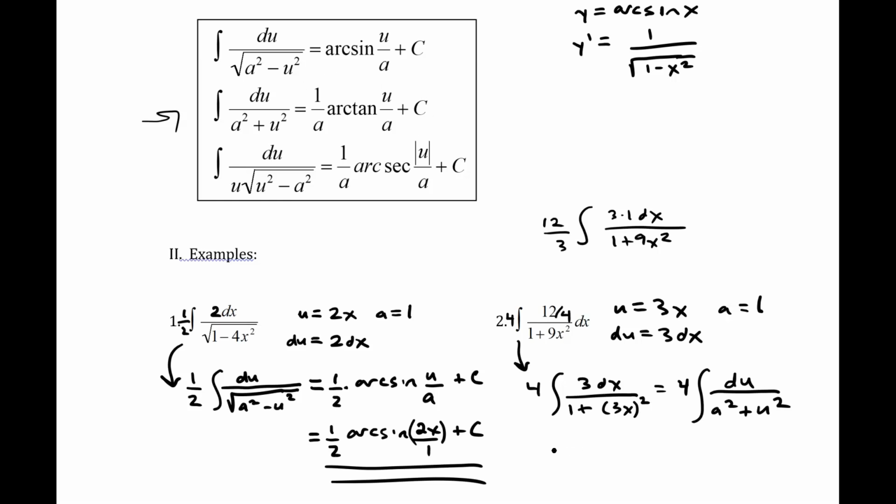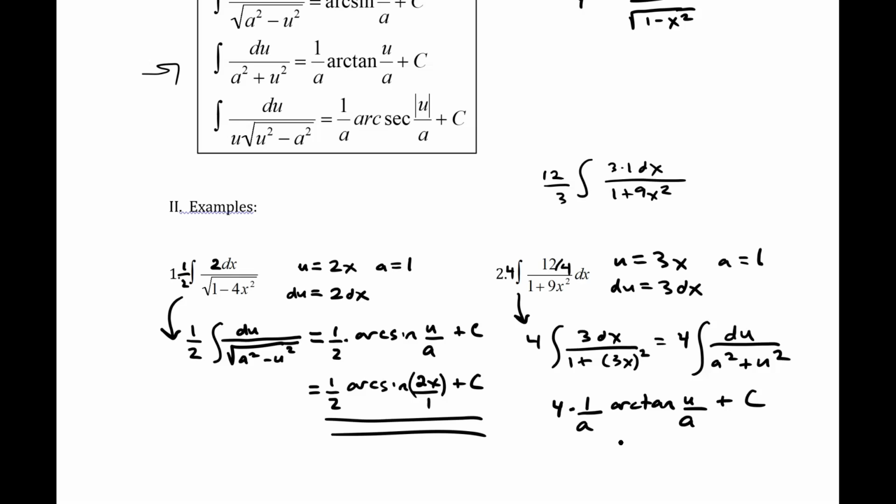And according to our formula, I can just go straight off of that. It says this is going to be 4 times 1 over a arctan of u over a and then plus c. And so all you need to do to finish this example out is we just need to plug in for a and plug in for u.